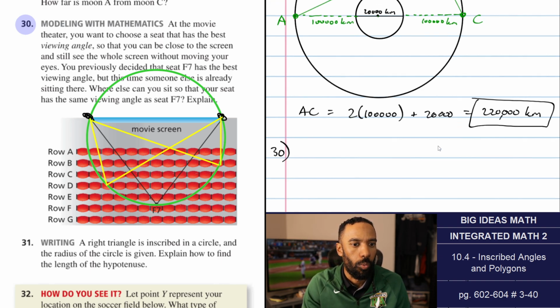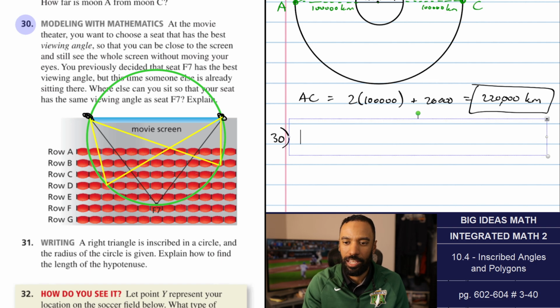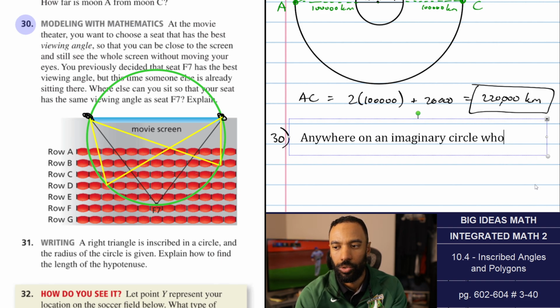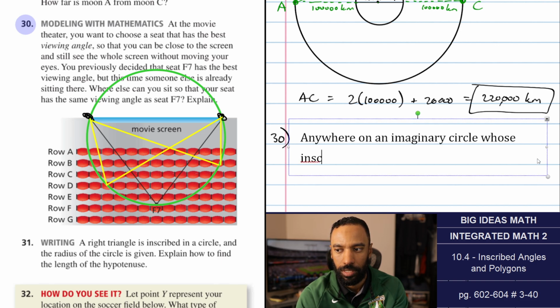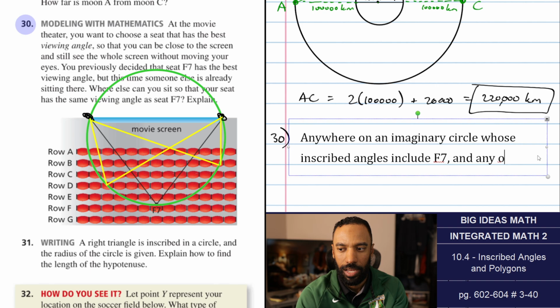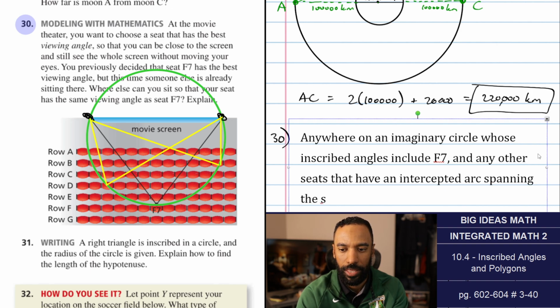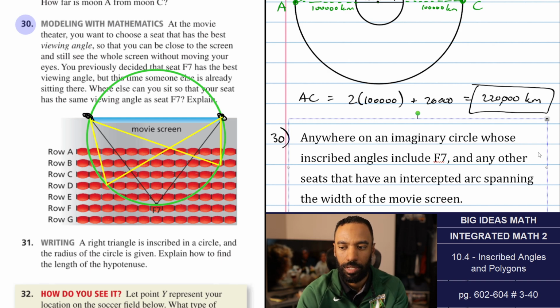So where else can you sit? Anywhere on an imaginary circle whose inscribed angles include F7 and any other seats that have an intercepted arc spanning the width of the movie screen.